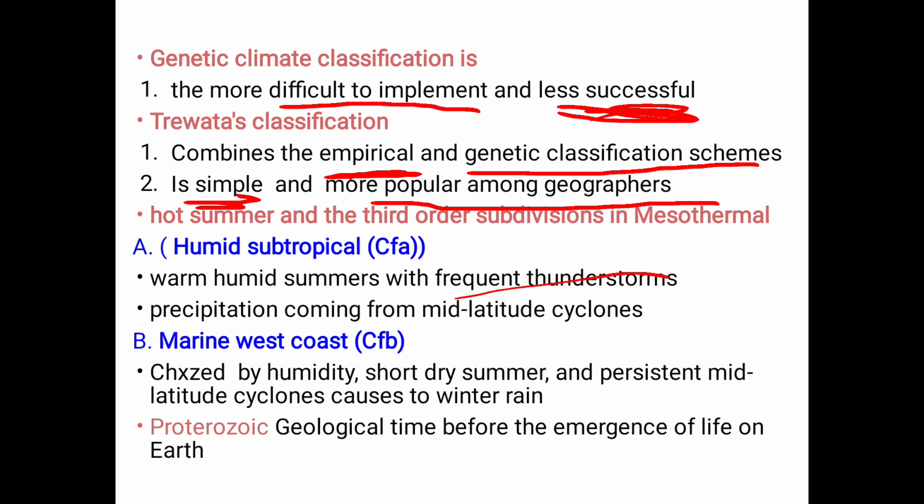Warm humid summer with frequent thunderstorms. Precipitation comes from mid-latitude cyclones. This is denoted by A, a hot summer, and the third order subdivision is denoted by A. Then the marine west coast, denoted by Cfb, is B. This is characterized by humidity and a short dry summer. Mid-latitude cyclones cause winter rain. So the winter rain and the third order subdivision of mesothermal climate is known as marine west coast.